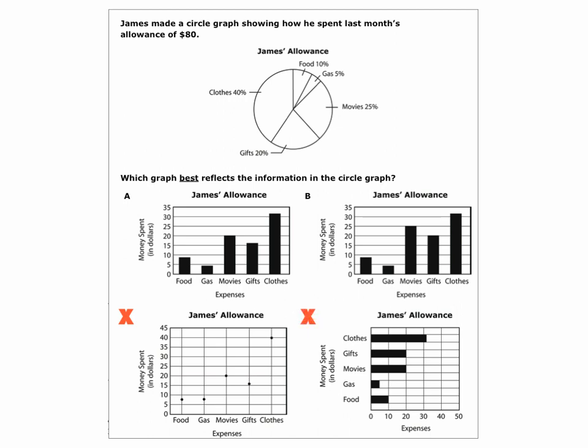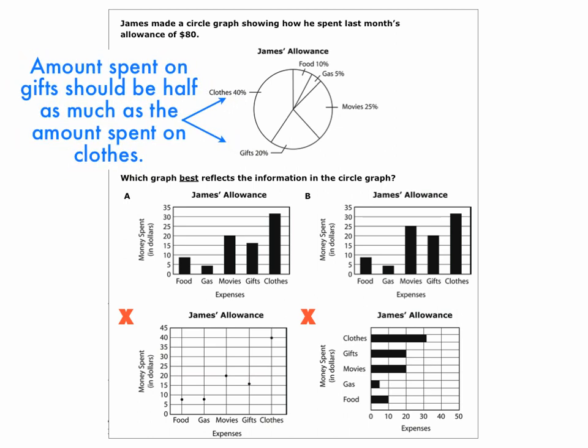So let's go back and take a closer look at A and B. A and B are going to be pretty close. Now, you could set up a whole bunch of proportions or multiply 80 by 0.4 to find how much was spent on clothes, multiply it by 0.2 to find how much was spent on gifts, and so forth. Or you can look at the relationship between the numbers. If you look at clothes and gifts alone, it says the amount spent on gifts should be half as much as the amount spent on clothes.